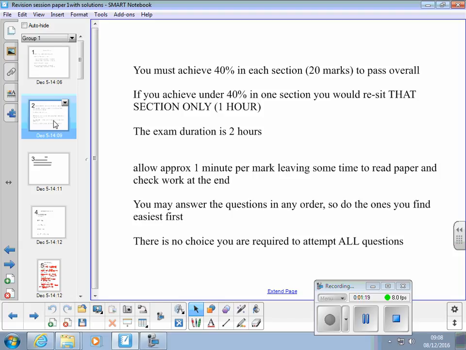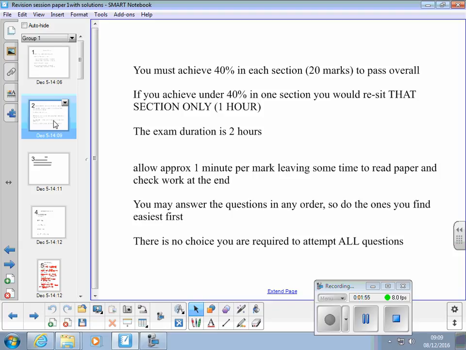If you achieve under 40% in one section only, you would then, in February half term, reset just that half of the paper. So if you passed section A but didn't pass section B, you'd do a reset just on that section, because the last thing we want is for you to flip over and pass the one you didn't pass and fail the one you did pass. Okay, you would then only sit that reset exam for 1 hour only instead of 2 hours. So you'd only do the full 2 hours on the reset if you had to do the whole paper.